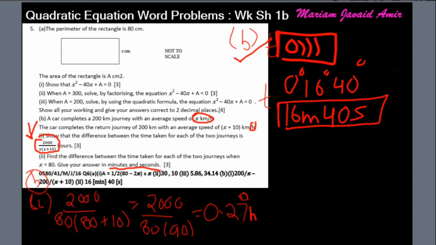Another way of doing it is to multiply 0.27777 with 60. This will give us 16 minutes, 0.66666 minutes. So take 16 minutes from it. Next, multiply 0.66666 with 60, and we'll get 39.99999 seconds, which means 40 seconds.